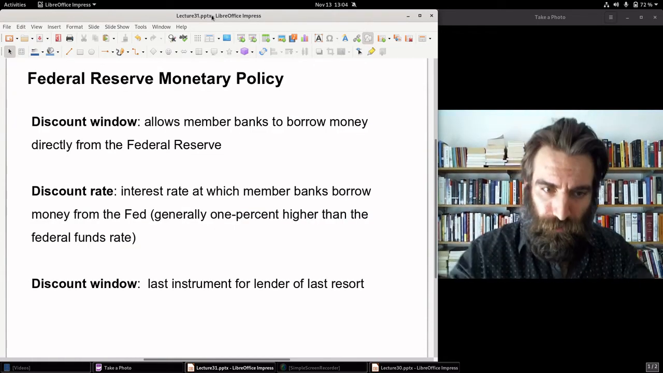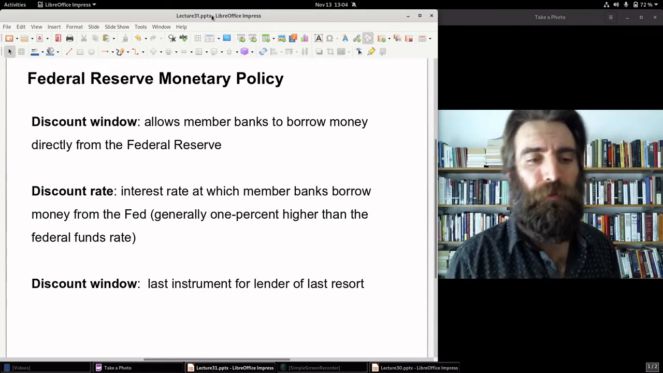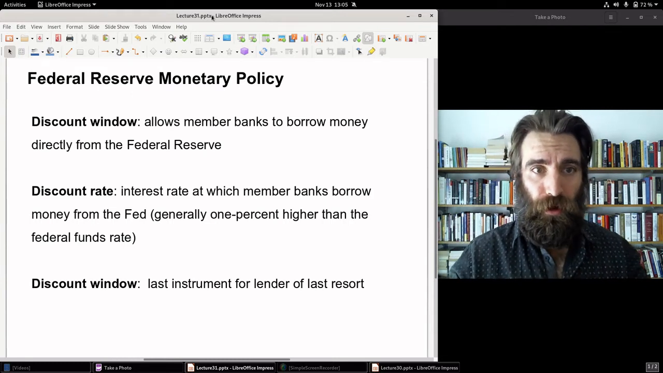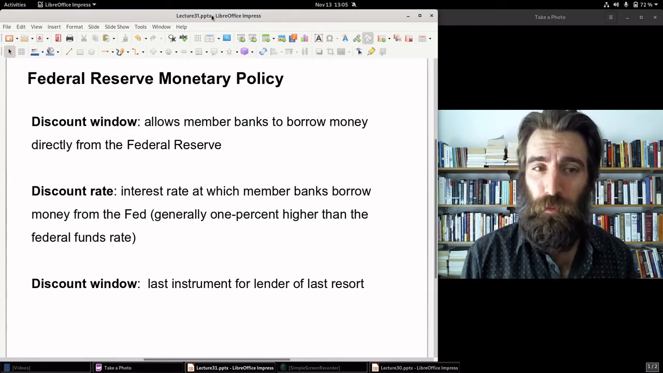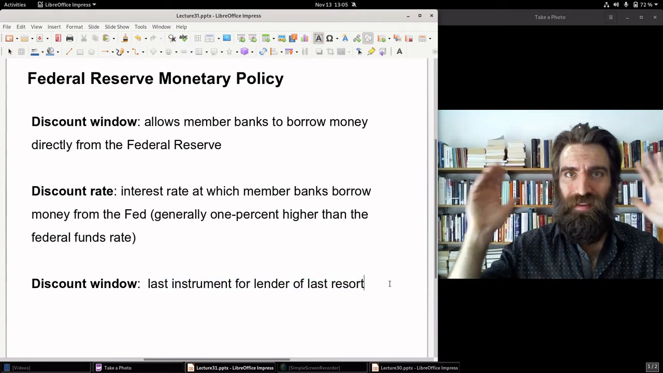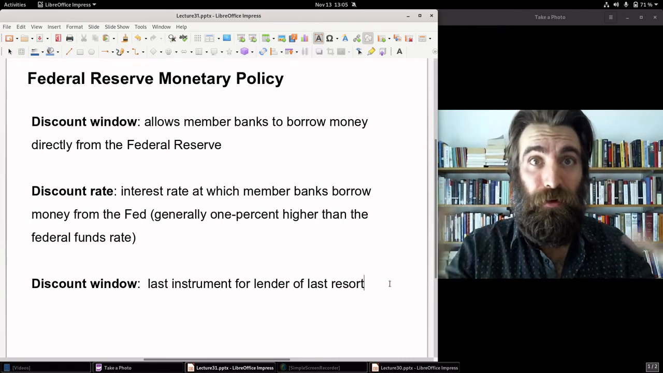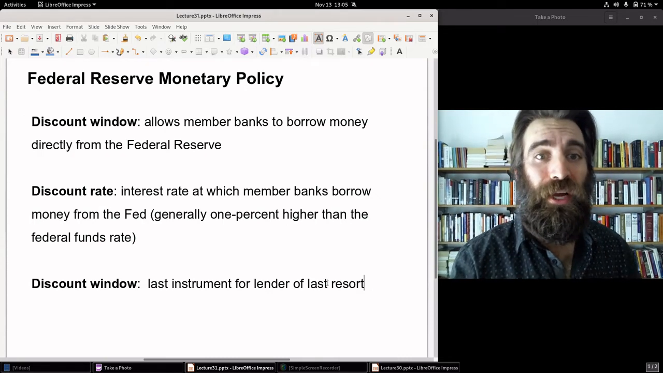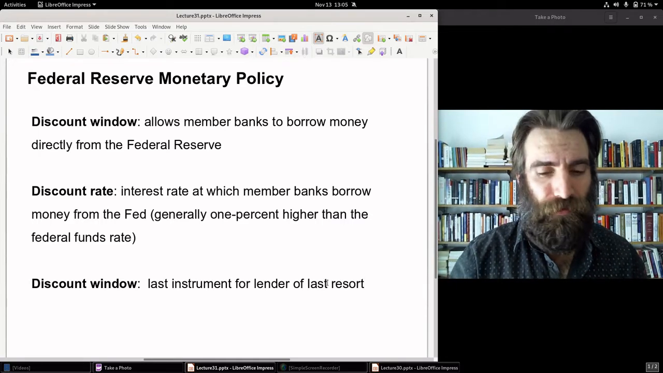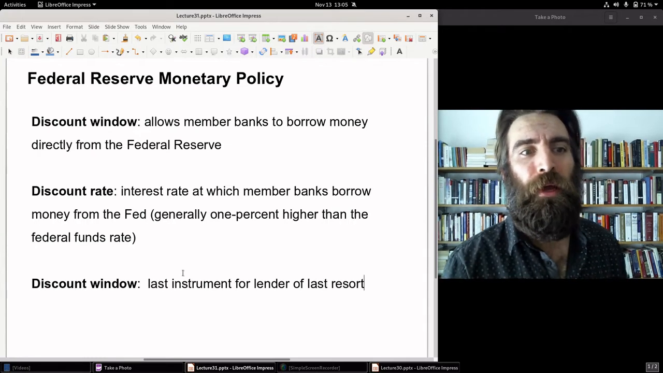One last element to Federal Reserve monetary policy. There is also another option for member banks. It's called the discount window. And the discount window is if you're in need of funds, and especially in an emergency, the discount window is considered the last instrument, sort of the last bulwark in case of a financial crisis. You can borrow money directly from the Fed itself instead of from other member banks. If for whatever reason, in a time of crisis, you can't do it, you could go to the discount window and borrow money directly from the Fed.